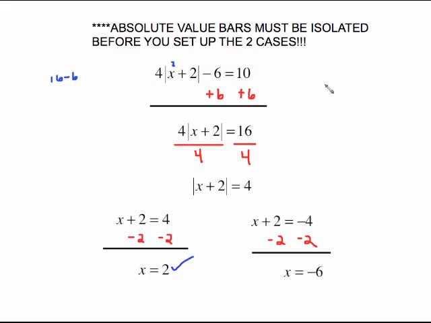Put negative 6 in here. Negative 6 plus 2 is a negative 4, but the absolute value of negative 4 is 4, times the 4 that's sitting in front, minus 6. 4 times 4 is 16, minus 6 is 10, so this one is good also.